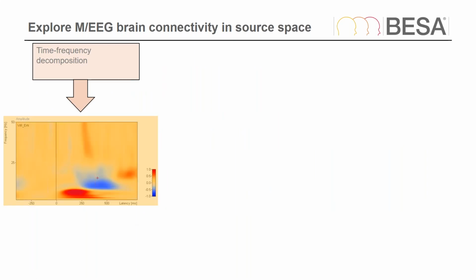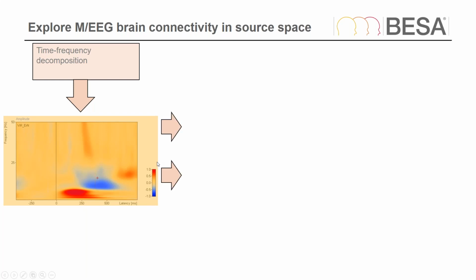So first of all, we need time frequency decomposition. This can tell us at what time frequency oscillations occur, for example, relative to a stimulus. So you can see here a typical time frequency diagram where the time is shown from left to right and frequency activation is shown on the y-axis.